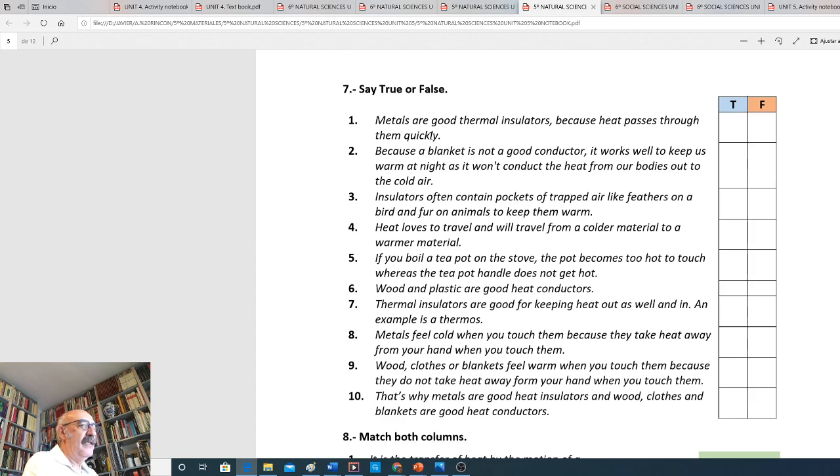And this is number 1. I'm waiting for you. Number 2, you think this is true or false? Good, very good. This is false. Number 2, because a blanket is not a good conductor, it works well to keep us warm at night. Is that true?